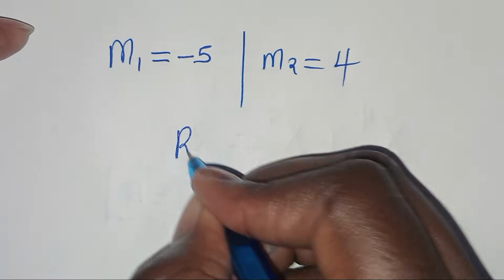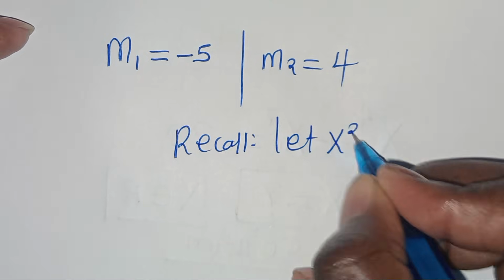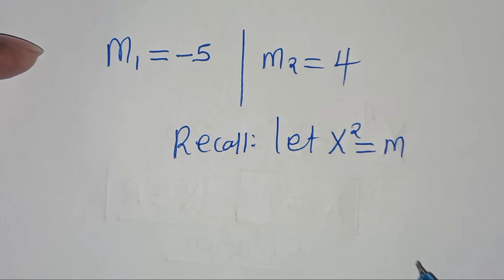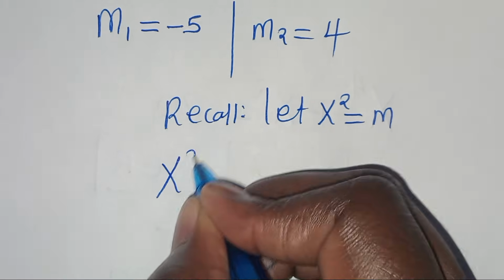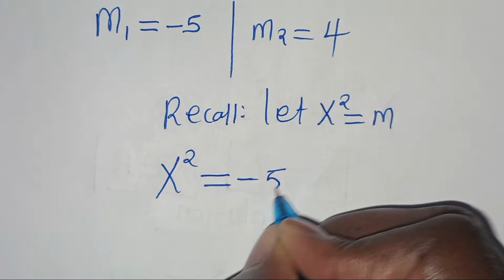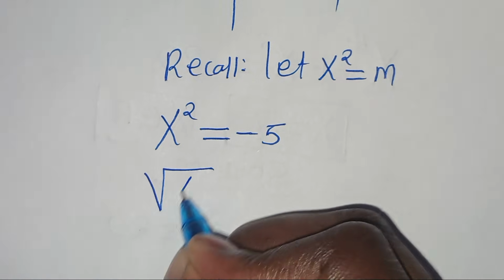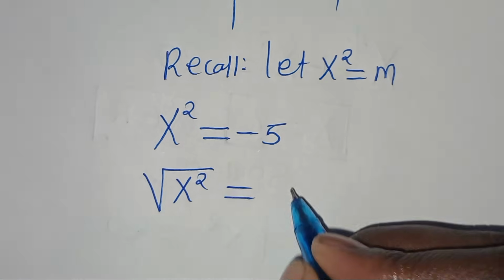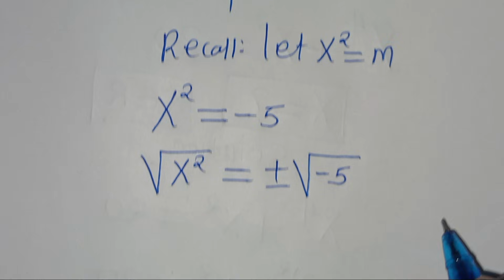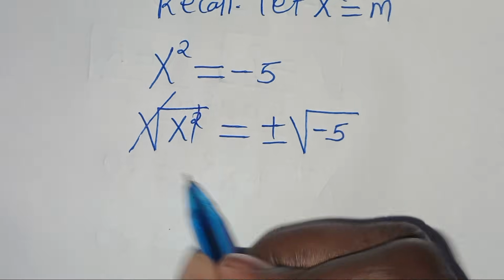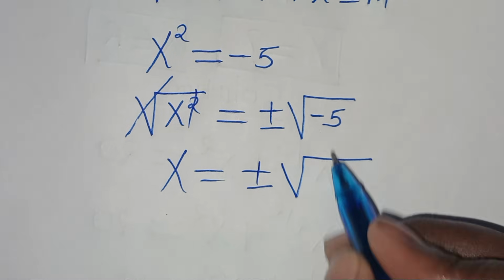Now, if you recall, we said that let x to the power of 2 be equal to m. Let's substitute m1, which is minus 5. So x to the power of 2 is equal to minus 5. Now, to solve for x here, let's get the square root of x to the power of 2. This is equal to plus or minus the square root of minus 5. So let's eliminate the square root sign here. So x is equal to plus or minus the square root of minus 5.